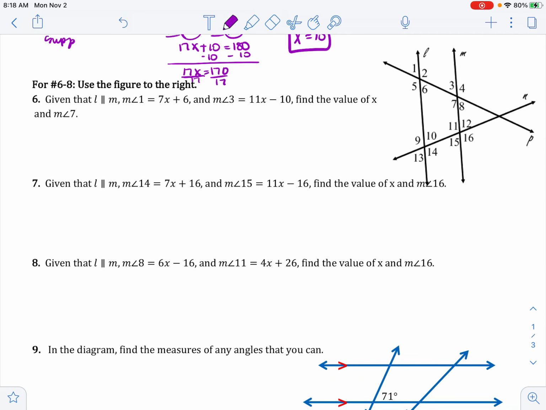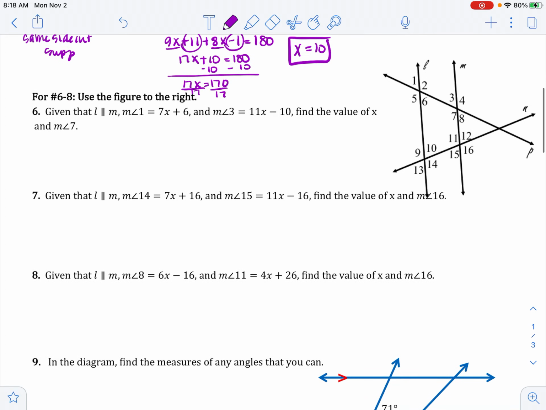Okay. All right, now let's move on to this next group of 3 right here. Number 6 says, for 6 through 8, use the diagram to the right. So we're using this new diagram over here. So 6 says, given that L is parallel to M, so I'll put my little parallel lines right there. And the measure of angle 1 is 7x plus 6. The measure of angle 3 is 11x minus 10. Find the value of x and the measure of angle 7.